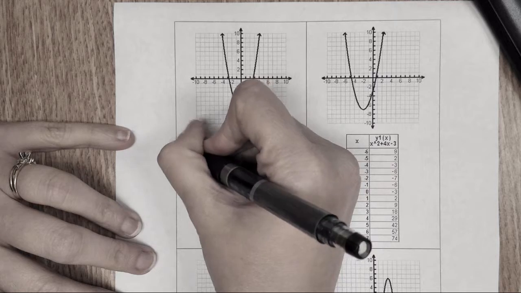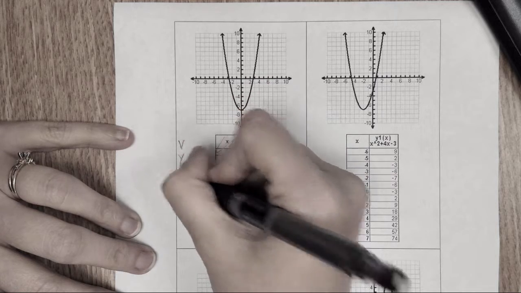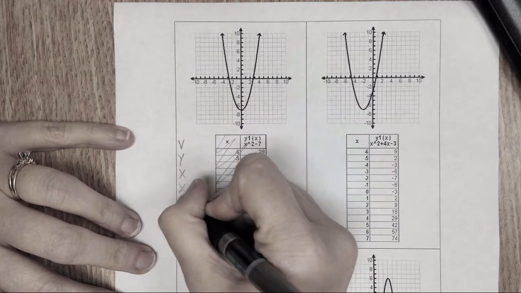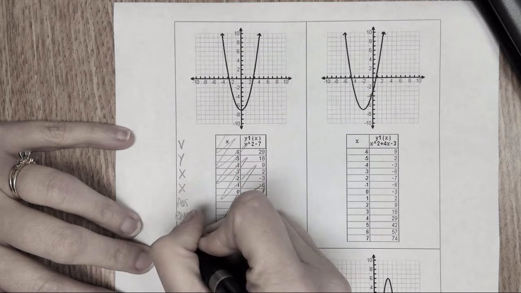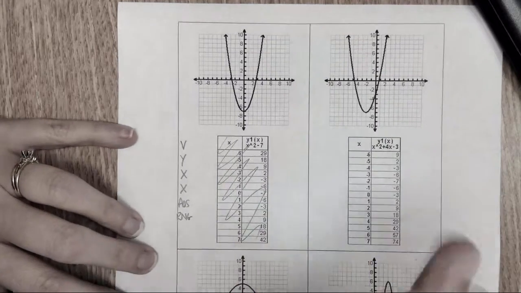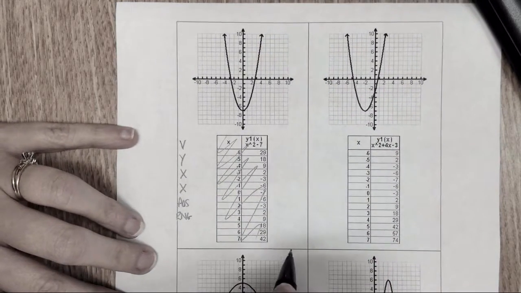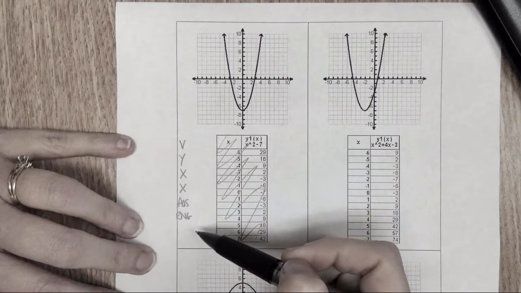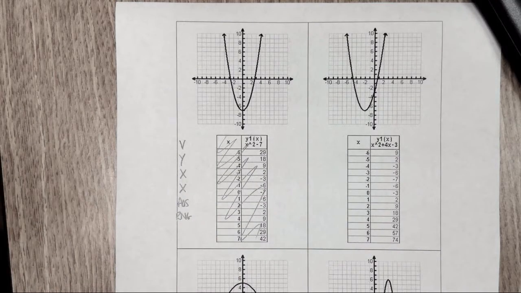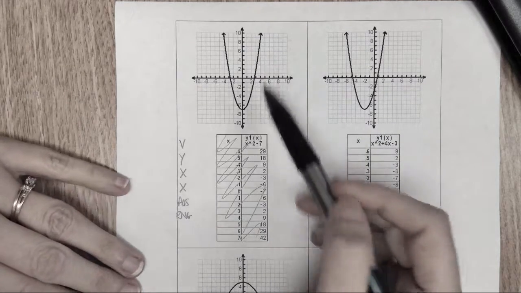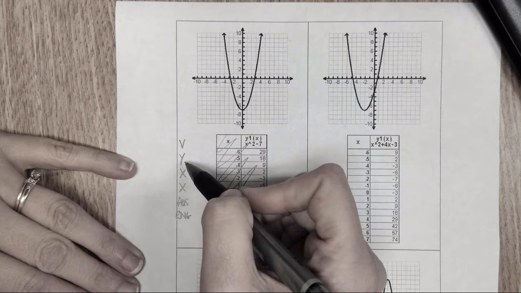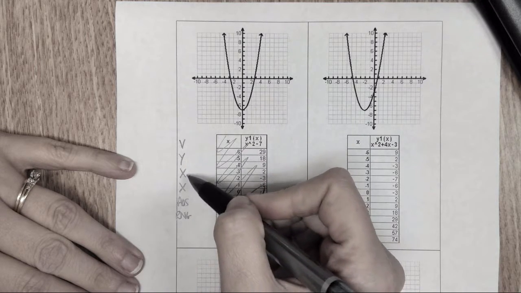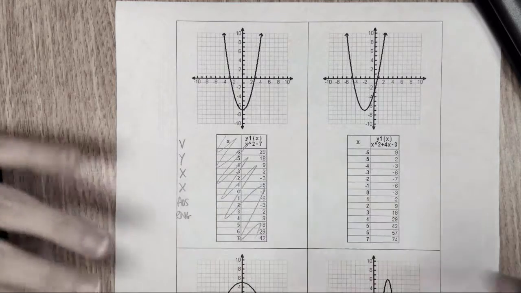We have V, Y, X, AOS, RNG, and we'll talk about min-max here in a minute, okay? So I write this stuff down because this is the information that generally I'm going to want to know about, and I'm going to be able to figure that out by looking at the graph or looking at a table. So V is for vertex, Y is for y-intercept, X is for one or more x-intercepts.